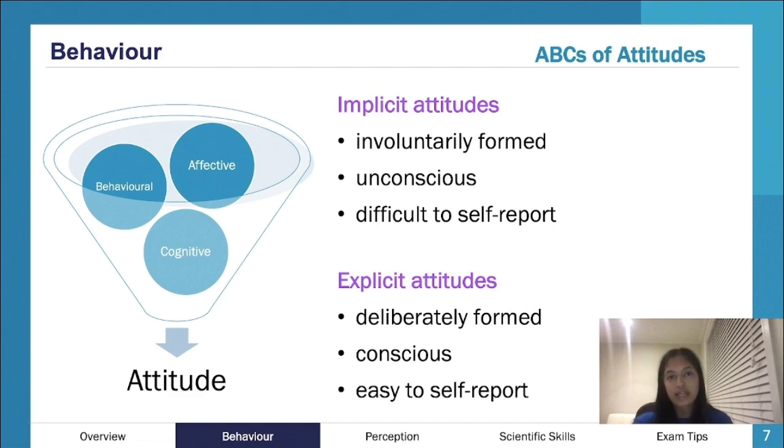With your attitudes, you can see on this diagram on the left we have our ABCs, and this is a recurring thing that comes up in Psych Units 1 through to 4. This idea of your affective, your behavioral, and your cognitive components. In this setting, we look at how they form an attitude. Affective refers to your emotions and your feelings. Behavioral, obviously your behavior. Cognitive, the things that you're thinking, and how these form an attitude.